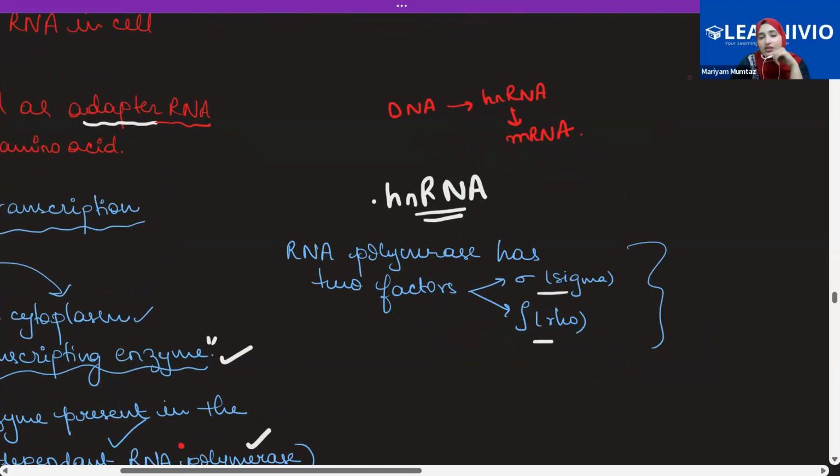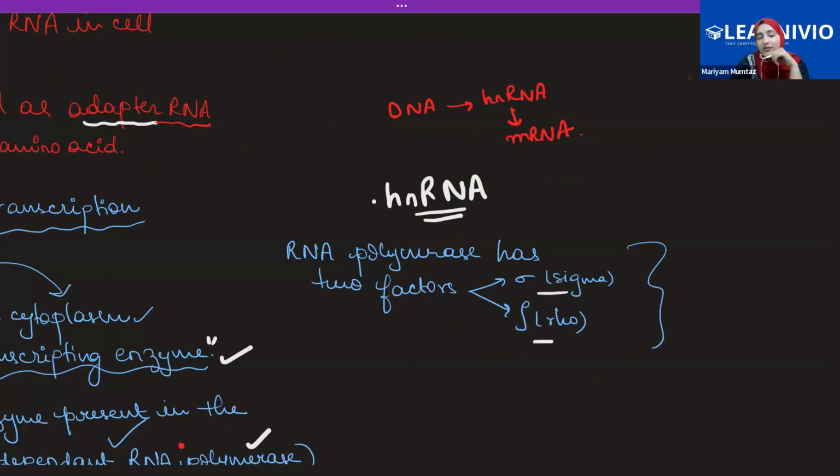Now, remember I said there is hnRNA also. This stands for heterogeneous nuclear RNA. It is a precursor of mRNA. When the mRNA is formed from the DNA, first hnRNA is formed and then the mRNA. So it's like a pre-mRNA. Should I write that? Heterogeneous nuclear RNA. Got it?